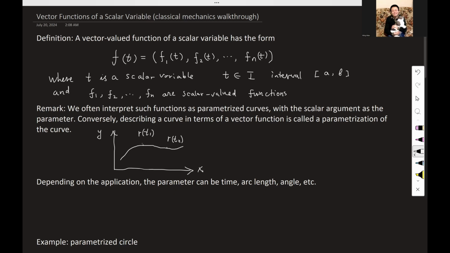And the difference between a parametric curve and just a regular purely geometric curve is that a parametric curve always carries a direction. So let's say t1 and t2 are in this order relation, t1 is less than t2. Then in our diagram, you will have an arrow pointing from r(t1) to r(t2). And of course, the scalar does not have to be time. It can be arc length, for example, and also angle, etc.